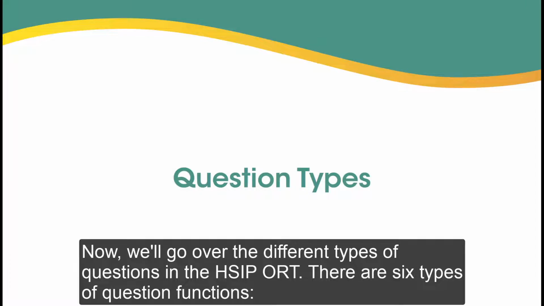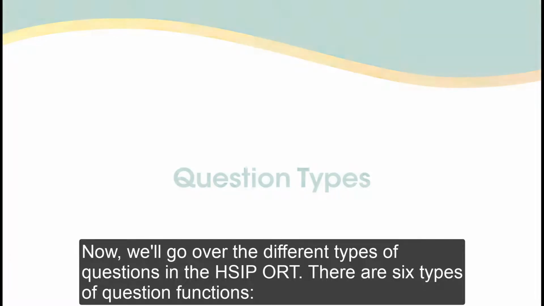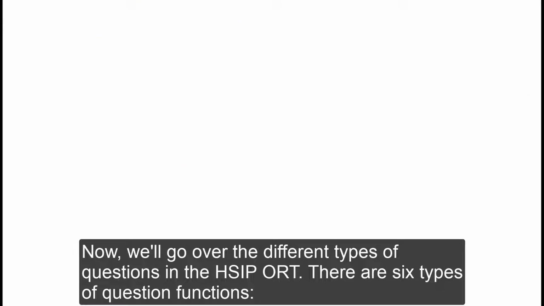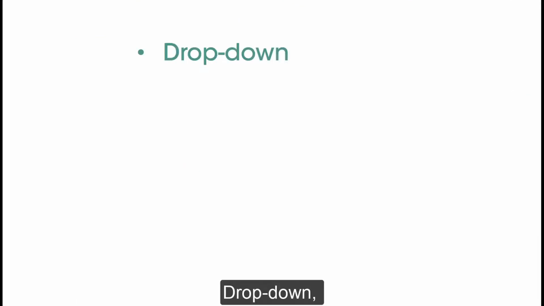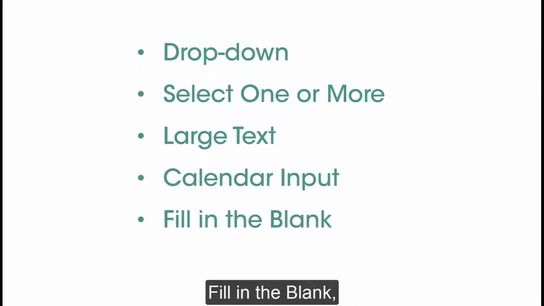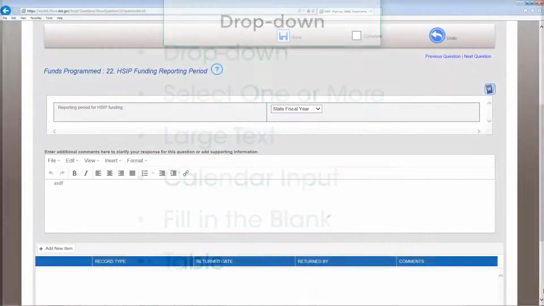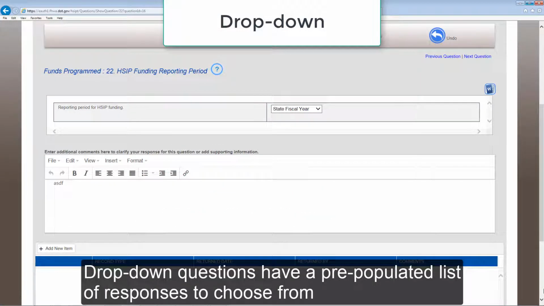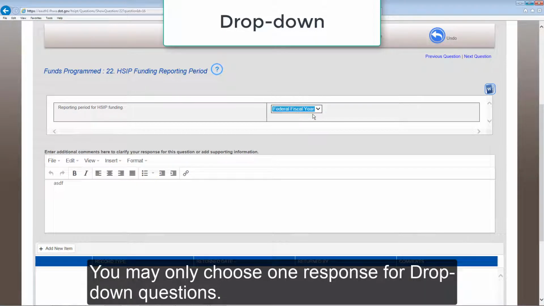Now we'll go over the different types of questions in the HSIP ORT. There are 6 types of question functions: drop-down, select one or more, large text, calendar input, fill in the blank, and table. Drop-down questions have a pre-populated list of responses to choose from. You may only choose one response for drop-down questions.